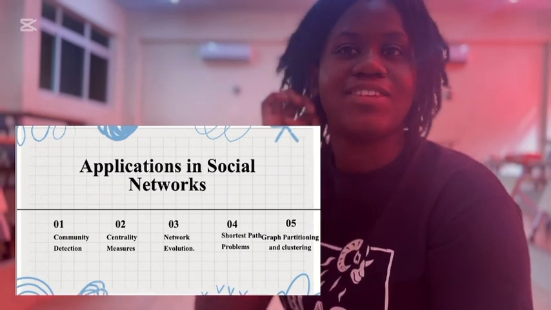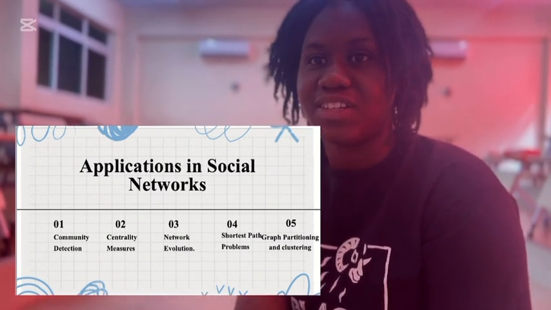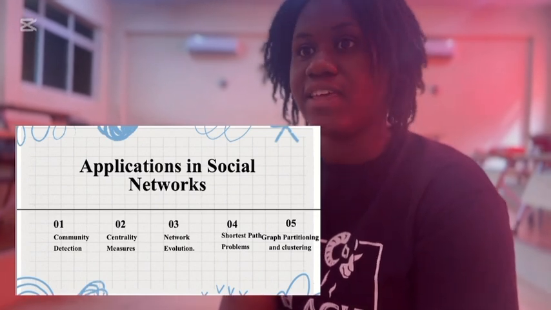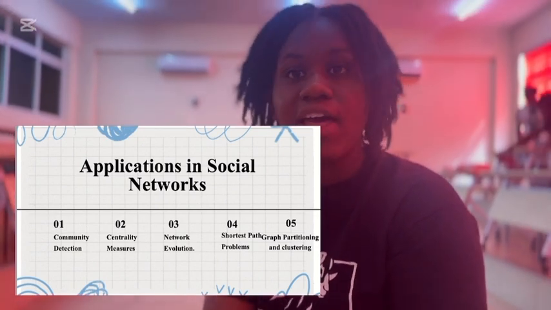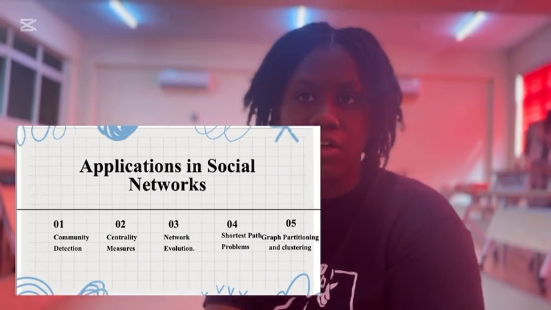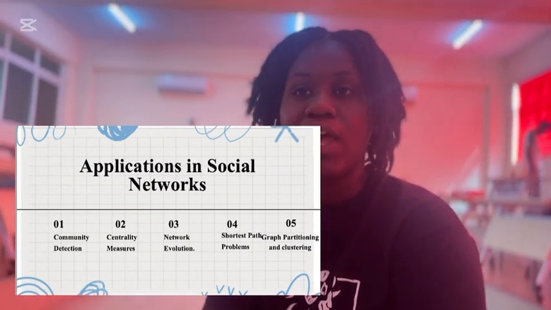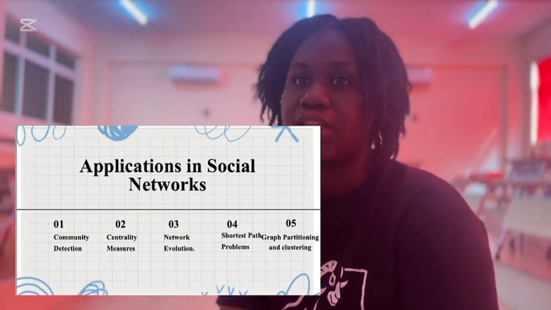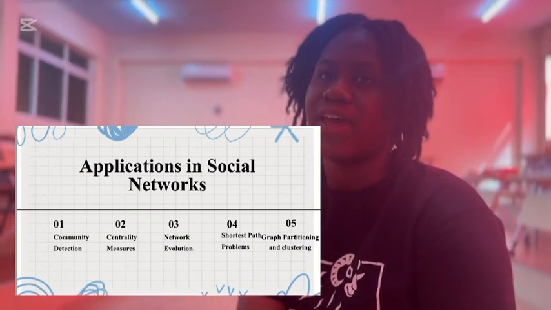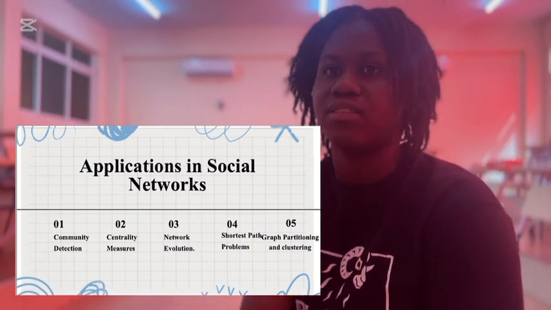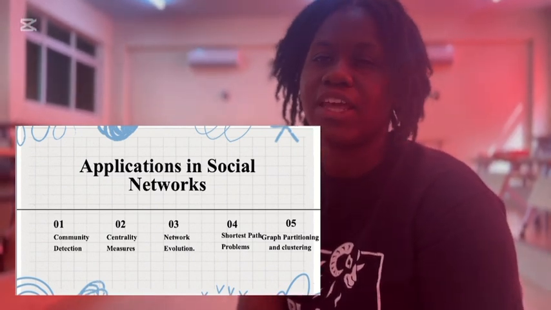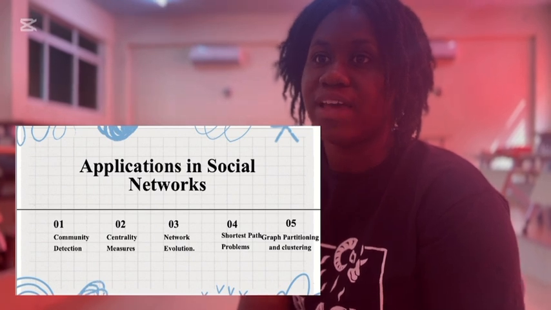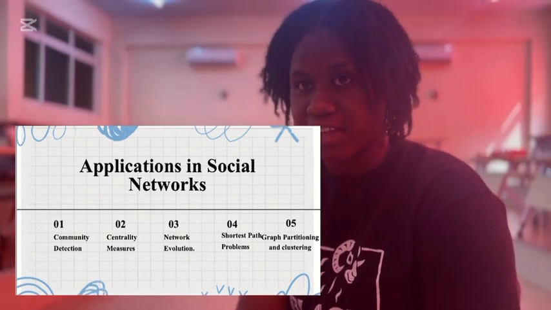2. Centrality measures. Centrality measures such as degree centrality, betweenness centrality, and even eigenvector centrality help identify the most influential individuals in a social network. These individuals act as key nodes for spreading information, making them crucial for designing effective marketing or viral campaigns. Think of influencers on platforms like Twitter or TikTok. Their prominence in the network amplifies the reach of products or ideas.